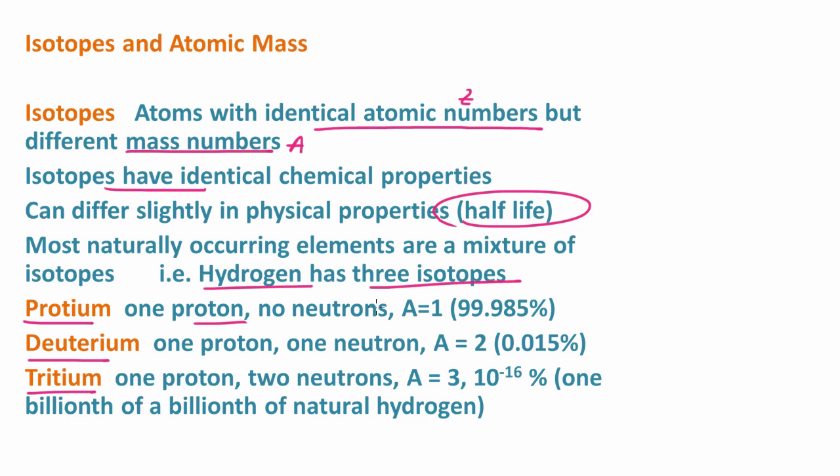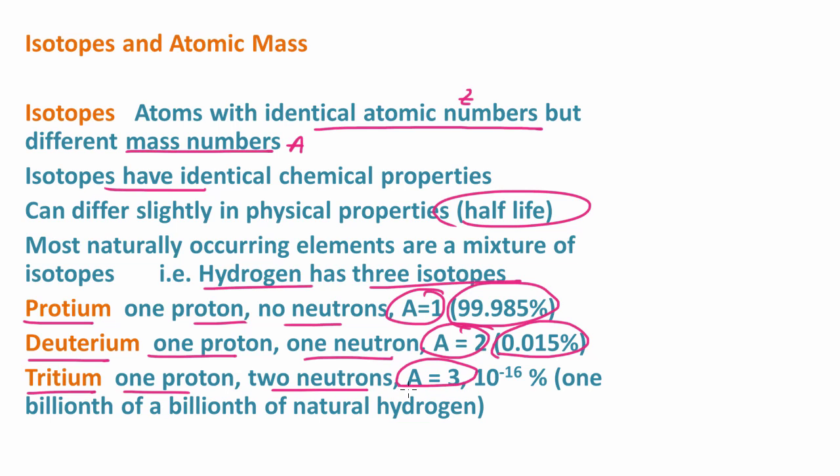So protium has 1 proton, 0 neutrons, therefore A is 1. And it turns out that for any sample of hydrogen, 99.985% is going to be due to protium. Deuterium has 1 proton and 1 neutron. That means A is 2. And for any sample of hydrogen, 0.015% of that is going to be due to deuterium. And then there's tritium. 1 proton, 2 neutrons, A is equal to 3. And as you can see here, a very, very small percentage of a hydrogen sample is due to tritium.